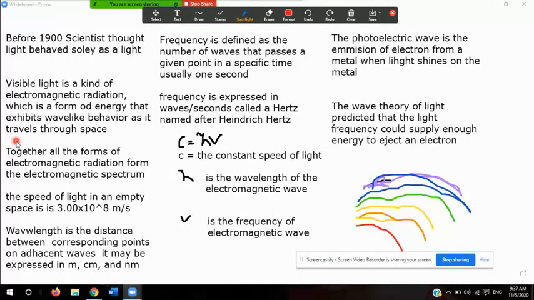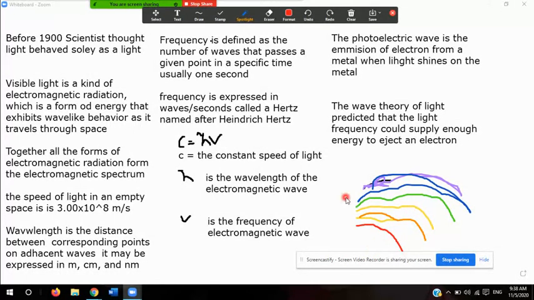But as you can see, together, all forms of electromagnetic radiation form the electromagnetic spectrum, which is this. So visible light is basically an electromagnetic radiation, which is a form of energy that exhibits wave-like behaviors as it travels through space. In other words, that white beam that we perceive. Together, all forms of electromagnetic radiation form the electromagnetic spectrum, which we commonly call the rainbow, which is this right here.